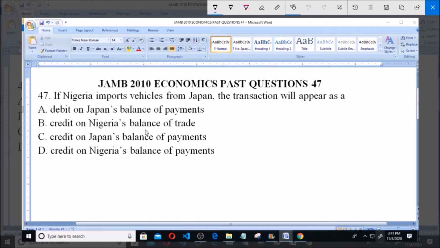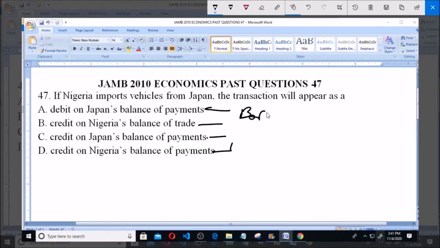Question number 47 says, if Nigeria imports vehicles from Japan, the transaction will appear as: A. Debit on Japan's balance of payments. B. Credit on Nigeria's balance of trade. C. Credit on Japan's balance of payments. And D. Credit on Nigeria's balance of payments.